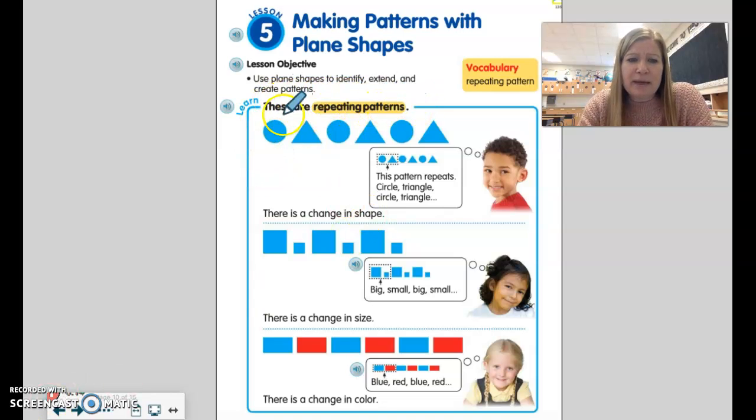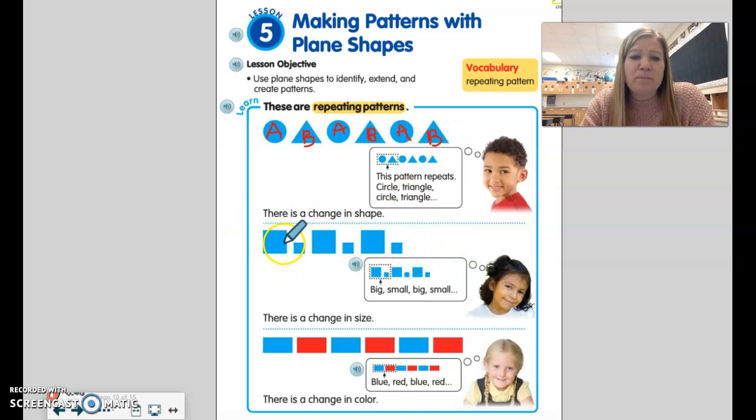These are repeating patterns. Here we have circle, triangle, circle, triangle, circle, triangle. We call this pattern an A-B pattern because the circle is the A, and the triangle is a B. And then it repeats itself. A, B, A, B.